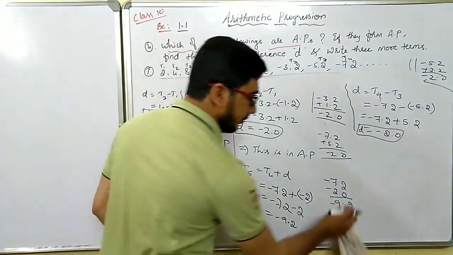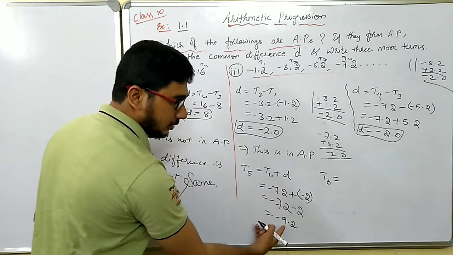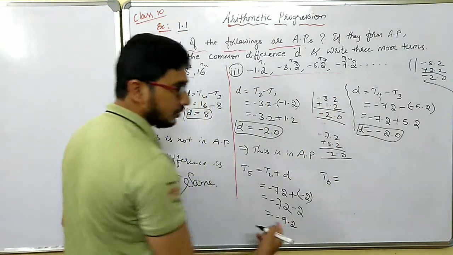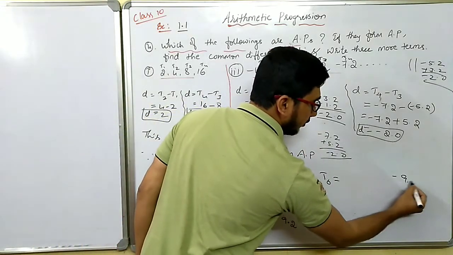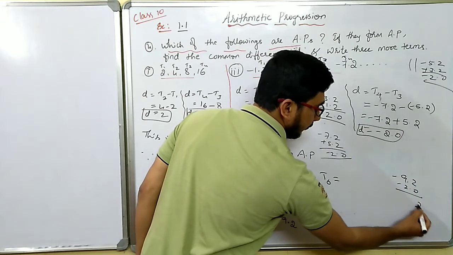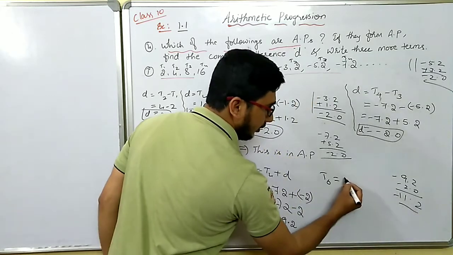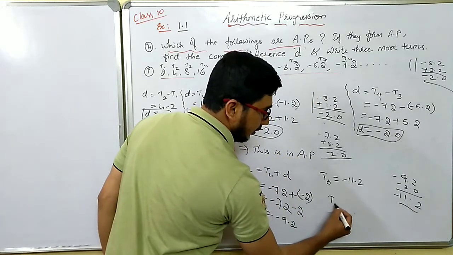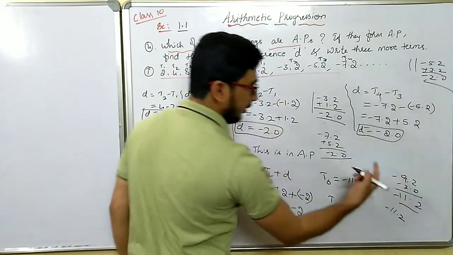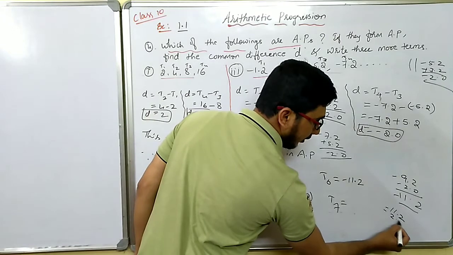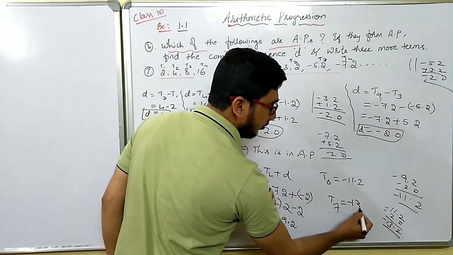Next T6 I have to write. T6 means what? For this 5th term, I have to add the difference. How much difference? Minus 2 I have to add. Minus 9.2 minus 2. If I add, how much will it become? Minus 9, 10, 11. Minus 11.2. T7 if I write, how much? For this number minus 11.2, I have to add the difference, minus 2.0 again. It will become minus 13.2.